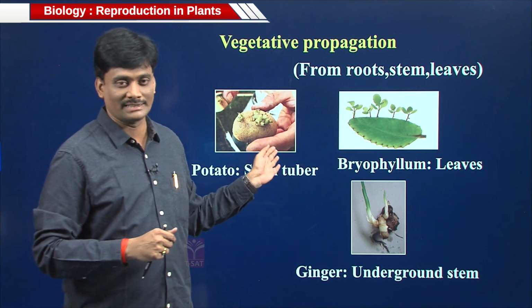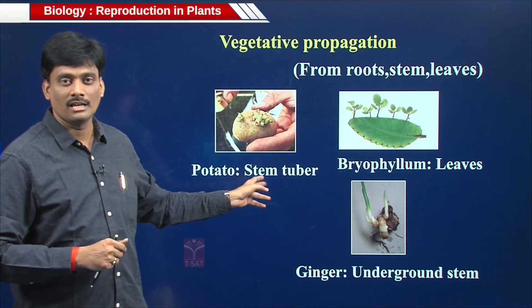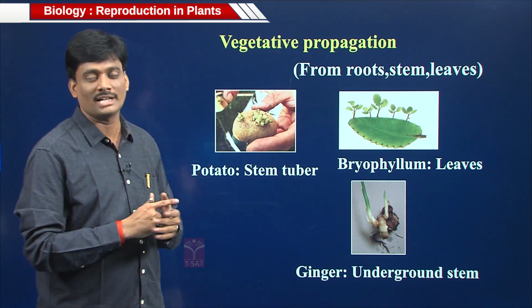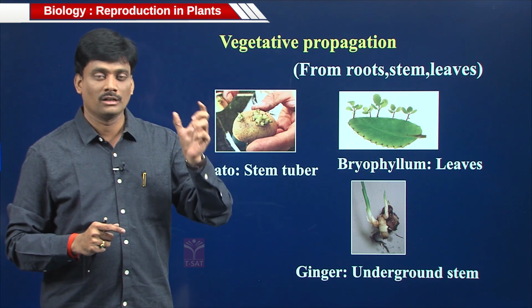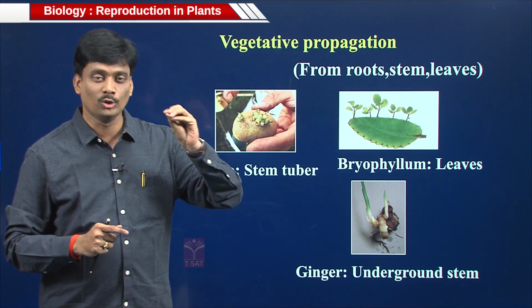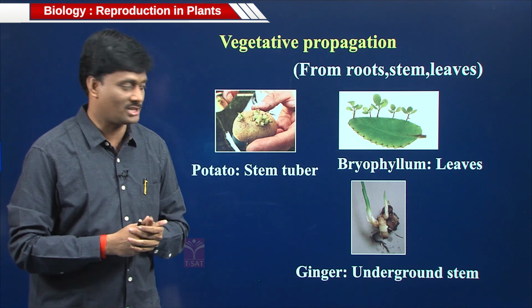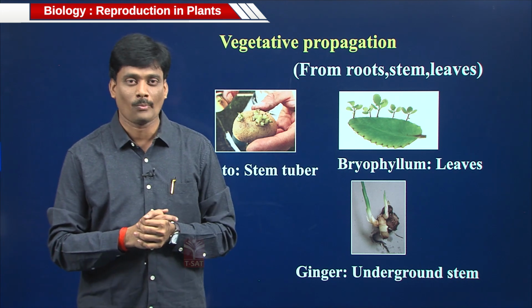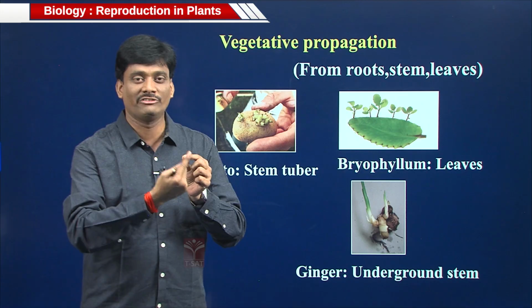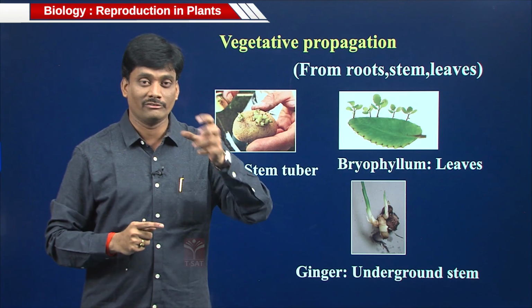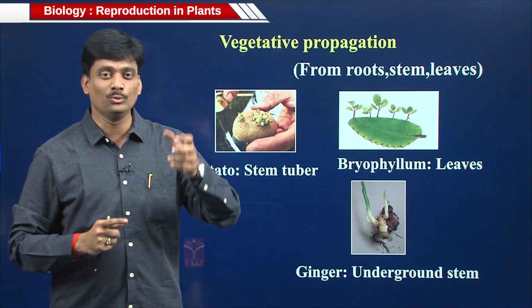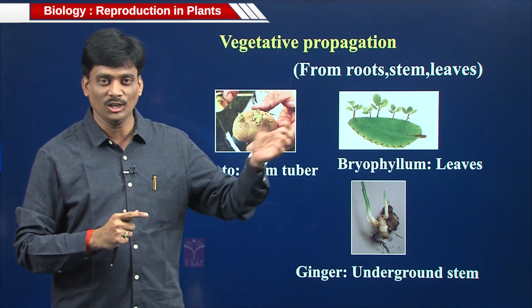Just now I mentioned potato. Through the stem tuber, new plants are raised, and there you observe eyes. With the help of these eye structures, new potato plants are produced. Next, take bryophyllum. At the edges of a bryophyllum leaf, you can observe leaf buds, and with these leaf buds, new plants are produced.